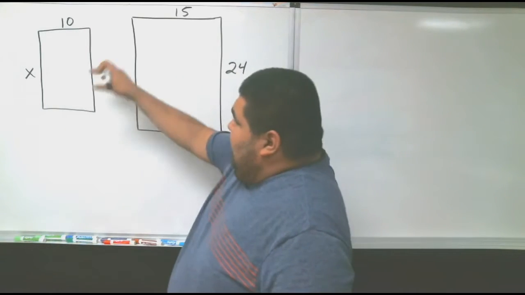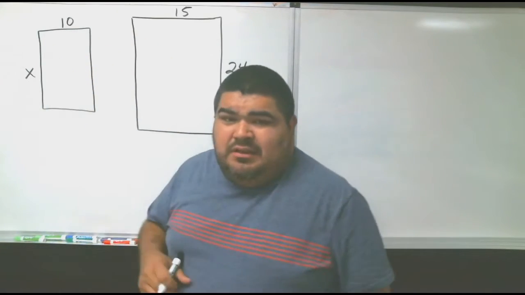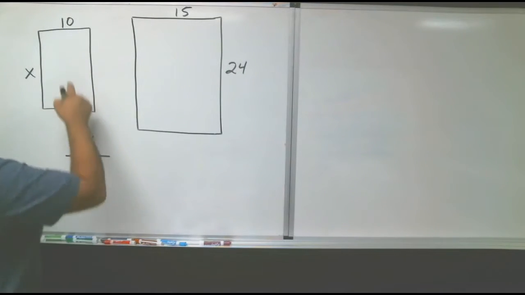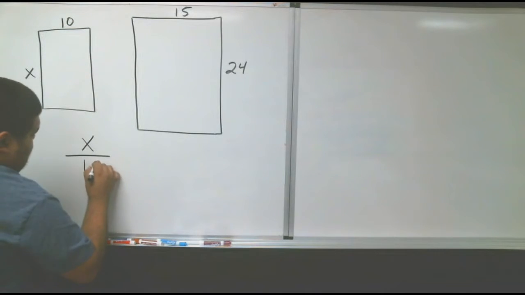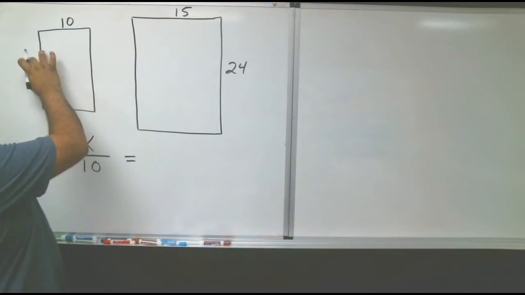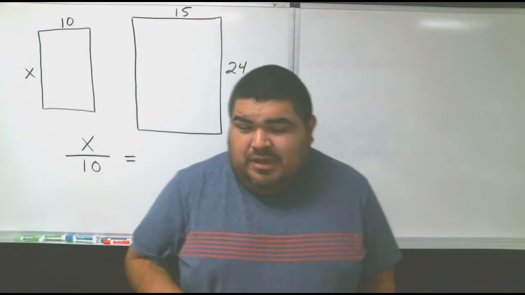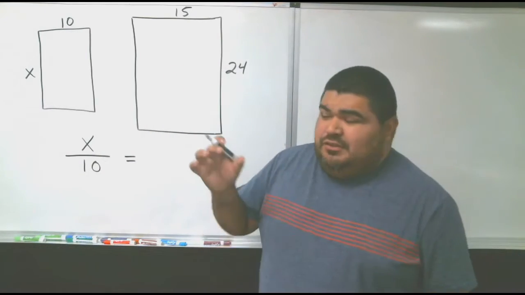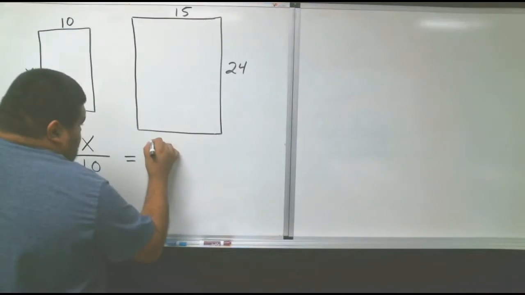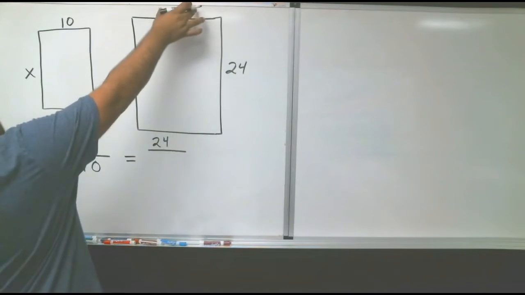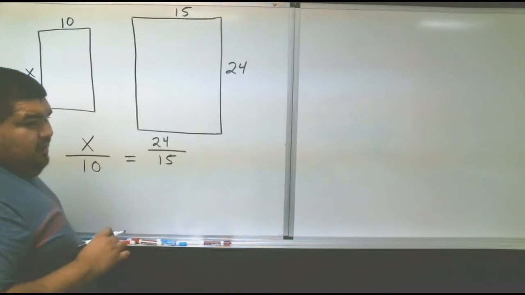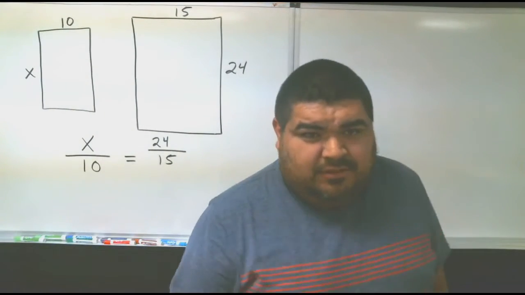Meaning, if we say x is the top of our proportion, we can say x over 10 equals, remember, since we used the side first on the other shape we have to use the side first as well, which is 24, because the side is 24, over our top, because we used the top here, 15. That's one way to put it.